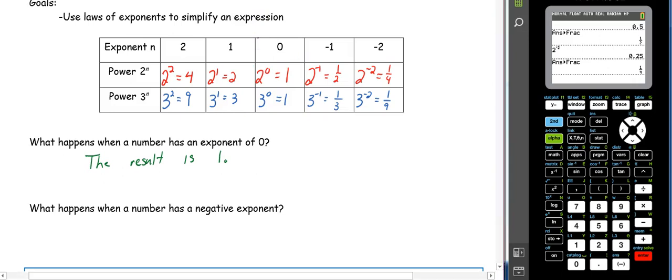What happens when the number has a negative exponent? Notice here we have 2 to the negative 1, which is 1/2, and 2 to the positive 1 is 2. Those numbers are reciprocals because they're fractions and we're flipping the numerator and the denominator. So what happens when a number has a negative exponent? It turns into the reciprocal of the positive exponent.